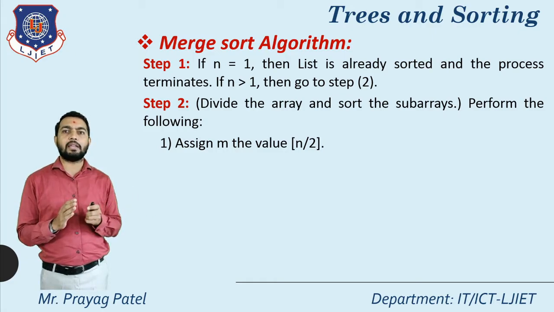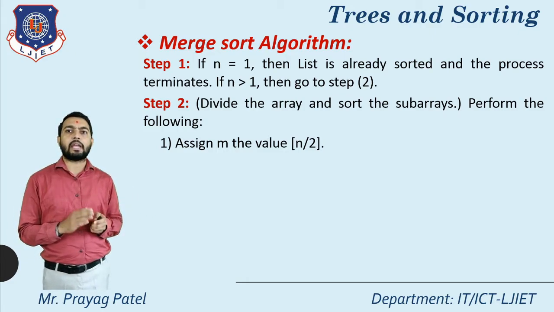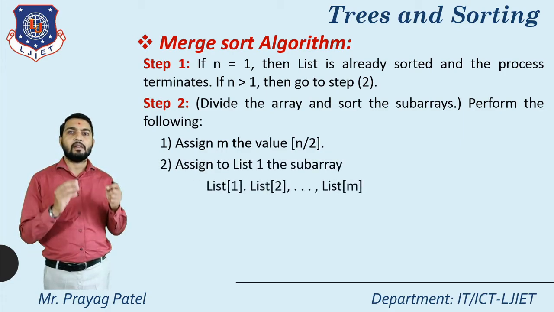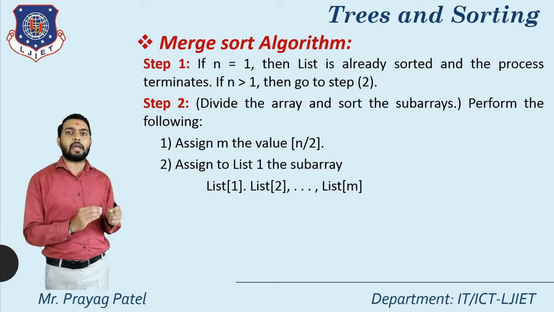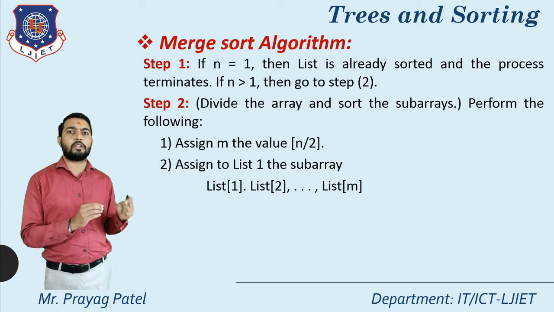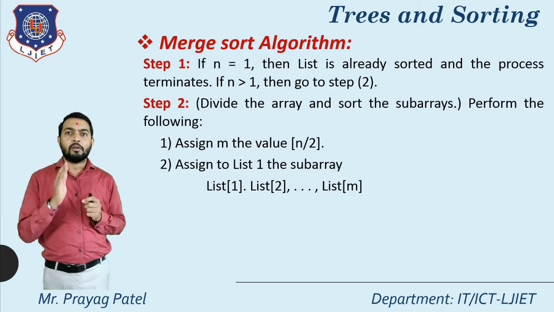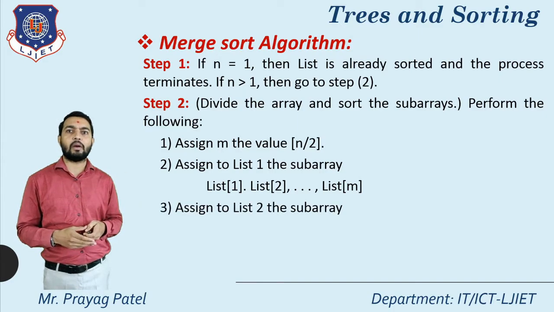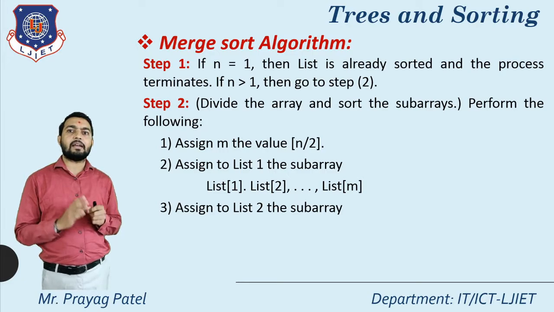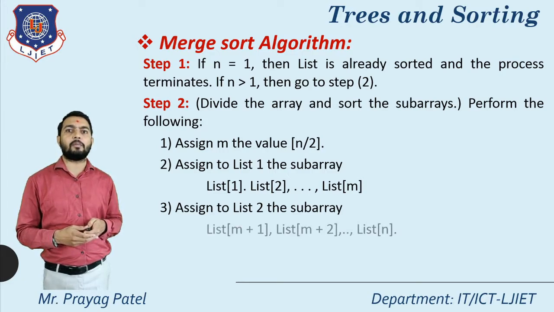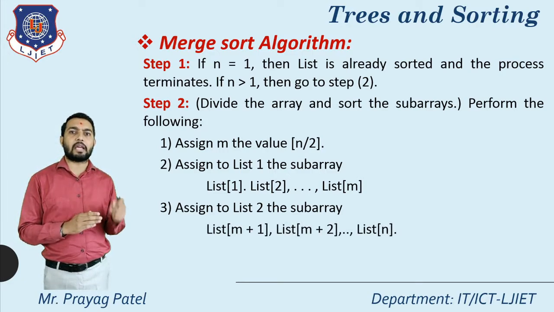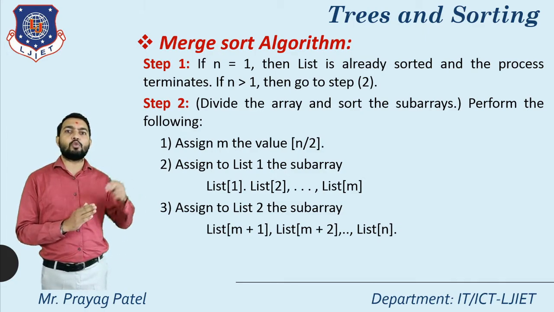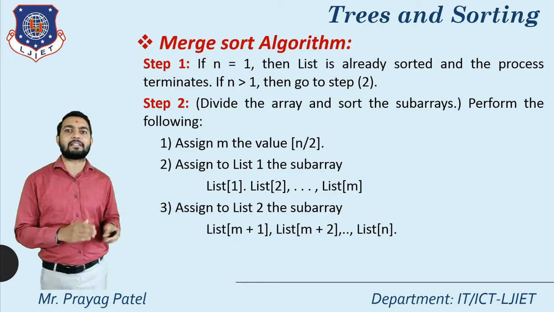So here, divide the value of n by 2 and we can consider the middle point as m. After that, the second step is to assign to list 1 the sub-array list 1, list 2, list 3 up to list n. So first element to mth element is considered as sublist 1. Now second, assign to list 2 the sub-array list m plus 1, list m plus 2 up to list n. So middle point plus 1 to last point is considered as the second subarray.